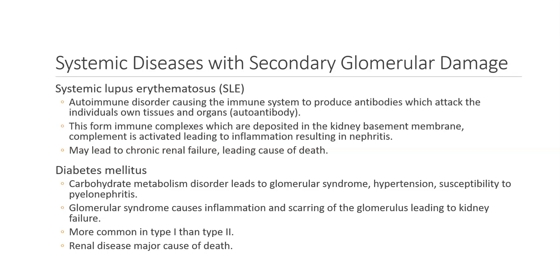Diabetes mellitus, this is a carbohydrate metabolism disorder that leads to glomerular syndrome, hypertension, and susceptibility to pyelonephritis. Glomerular syndrome causes inflammation and scarring of the glomerulus, leading to kidney failure. It's more common in type 1 than type 2, and unfortunately in diabetes mellitus type 1, renal disease is a major cause of death.